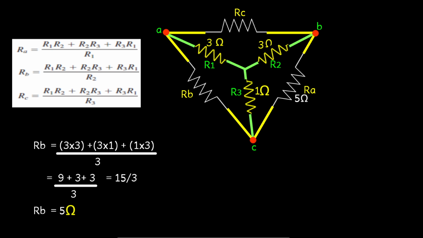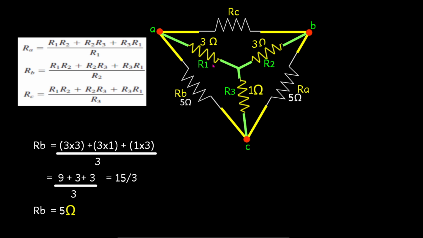Then we move on to find this RB value. The formula is given here. In the numerator, we'll get the same value, so it is 15. In the denominator, we have to substitute this R2 value, that is nothing but 3. So again, we'll get 5 ohms for this RB resistance. So in place of this RB, we'll substitute this 5 ohm.